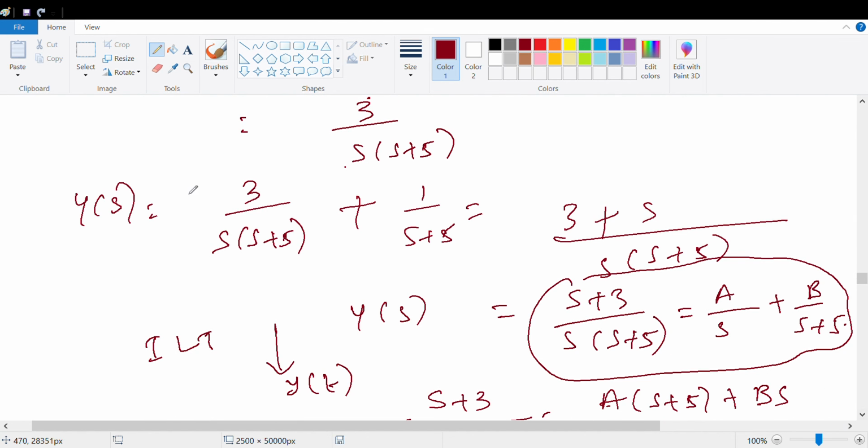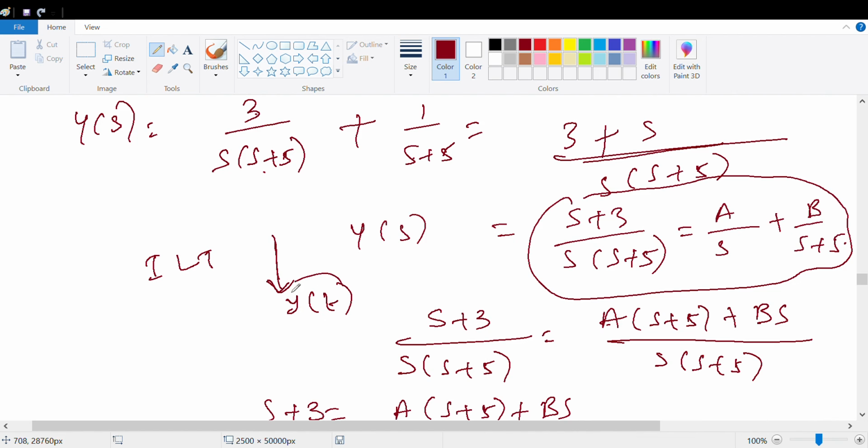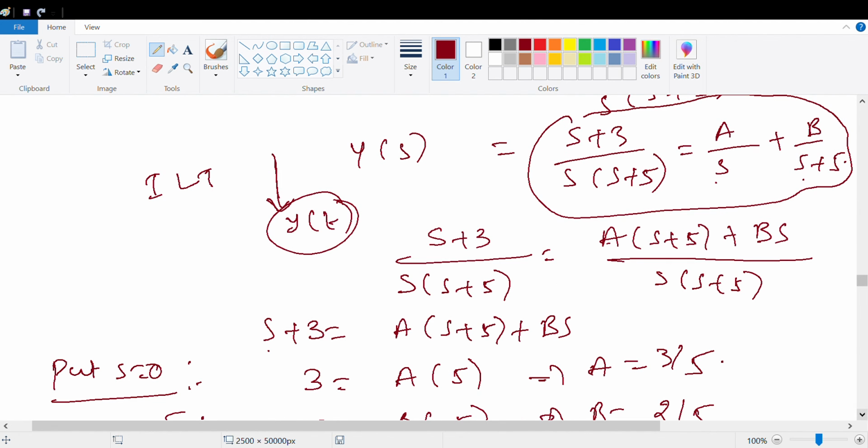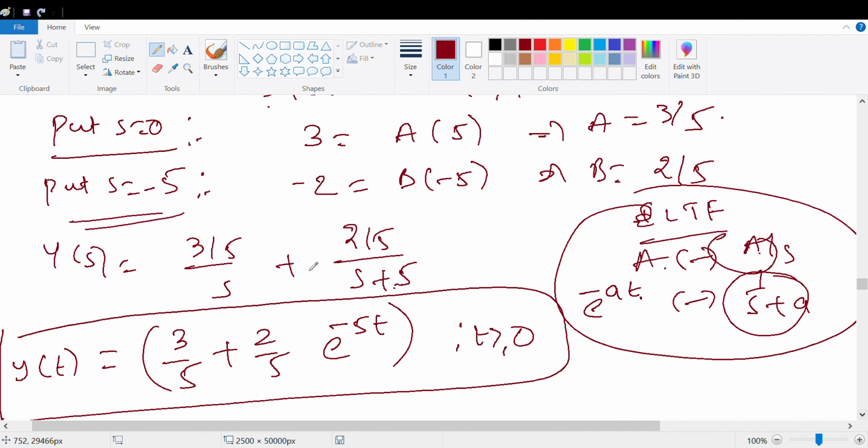Now Y of s is 3 by s into (s plus 5) plus 1 by s plus 5. Now take the LCM, s times (s plus 5), 3 plus s, so (s plus 3) by s into (s plus 5). Now we need to find the inverse Laplace transform to get y of t. First convert into partial fractions, A by s plus B by s plus 5. After the mathematical operations, we found the values of A and B, and there are Laplace transform pairs: for a it is a by s, for e power minus at it is 1 by s plus a. We just need these two for this problem.